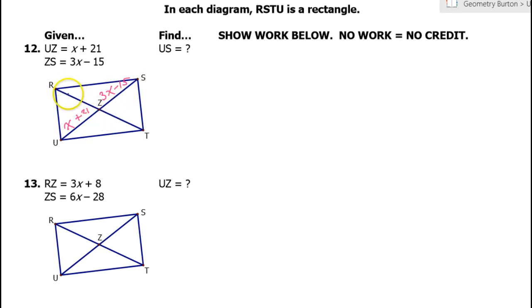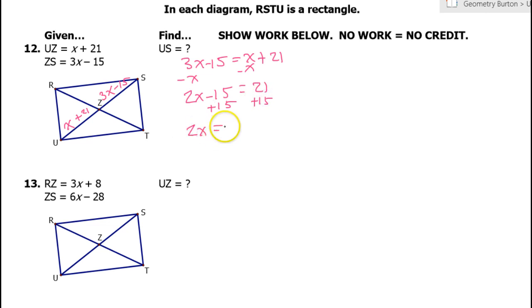For any parallelogram, the diagonals bisect each other. They cut each other in half. So these two sides of the diagonal should equal each other. So that means that 3x minus 15 should equal x plus 21. If I subtract x from both sides, that's going to give me 2x minus 15 is equal to 21. Then I would add 15 to both sides. So that will give me 2x is equal to 36. And if I divide both sides by 2, that will give me x is equal to 18.